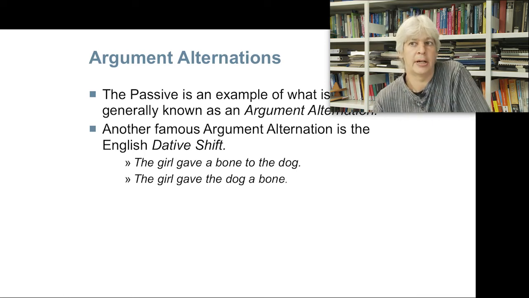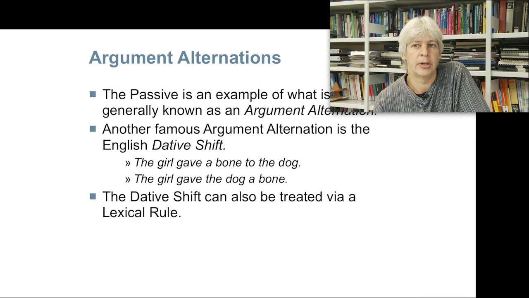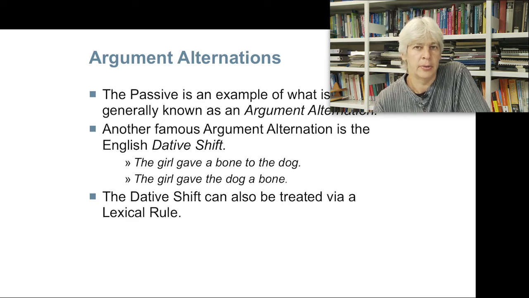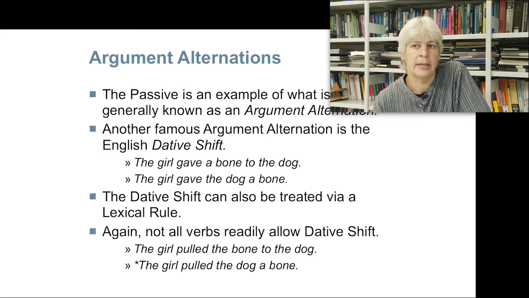One of the famous argument alternations is the English dative shift. And I've given you an example here. The girl gave a bone to the dog. That would be the basic case. And the girl gave the dog a bone. That is basically the same thing, except that here we don't have a prepositional phrase. What we do is we have what's called a secondary object. Okay. This dative shift can also be treated via lexical rule, and within the LFG grammars it generally is.